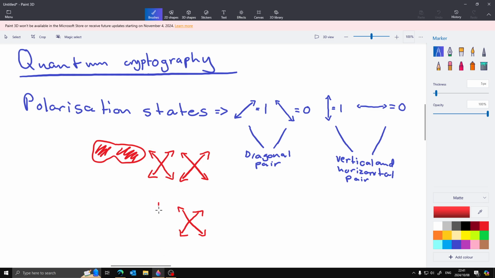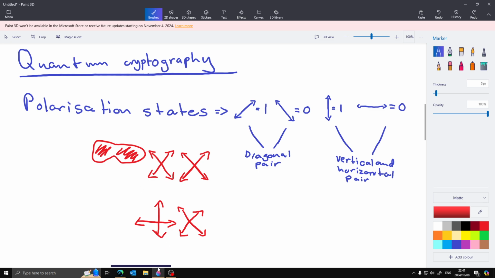But if we had a horizontal pair on the other side, so we have a diagonal that goes through, and then now we have that same wavelength trying to go through this vertical or horizontal pair polarization state, it won't go through, it'll get blocked. That's basically what's happening when we're sending photons through our quantum channel, which we'll talk about just now.